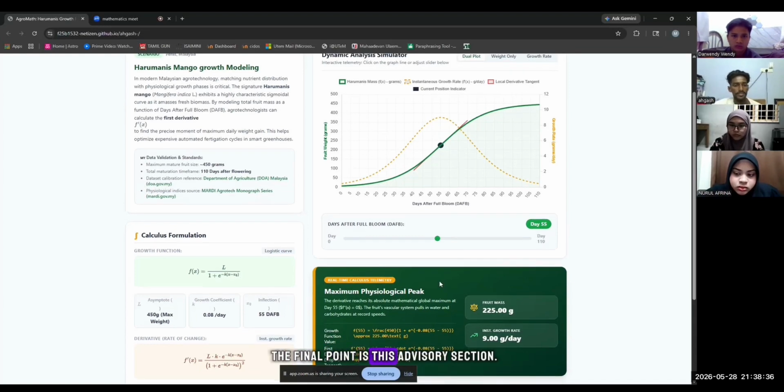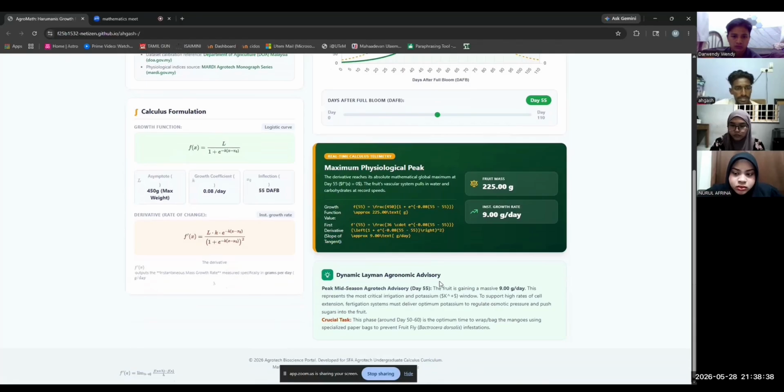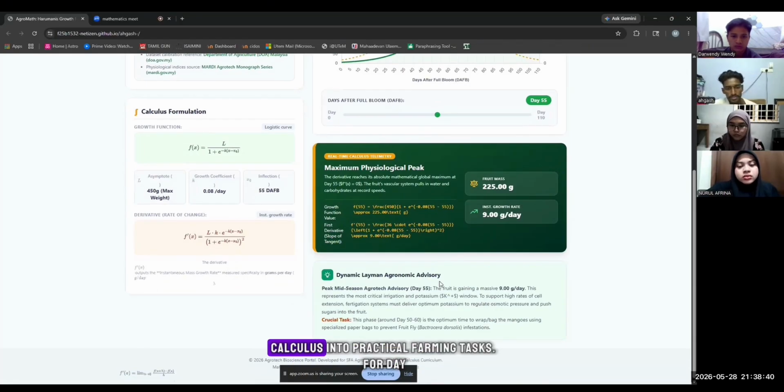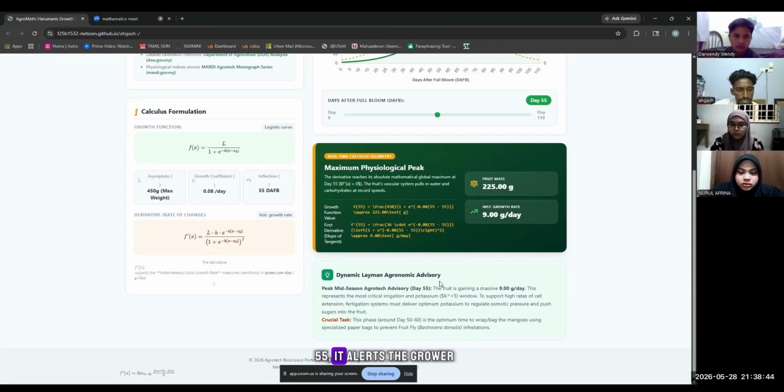The final point is the advisor section. The website translates complex calculations into practical farming tasks. For day 55, it advises that the grower's cell extension is at its peak, requiring high potassium and regulated osmotic pressure, and triggers a crucial instruction to immediately wrap a bag to prevent fruit fly.